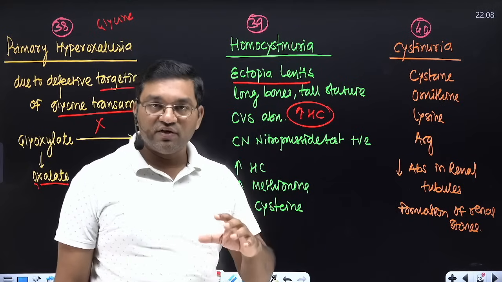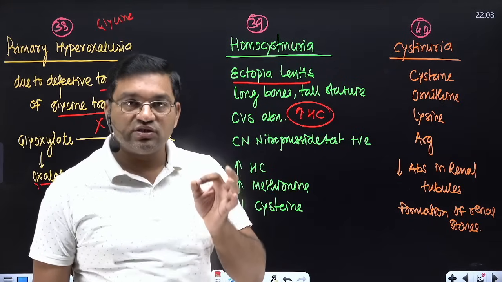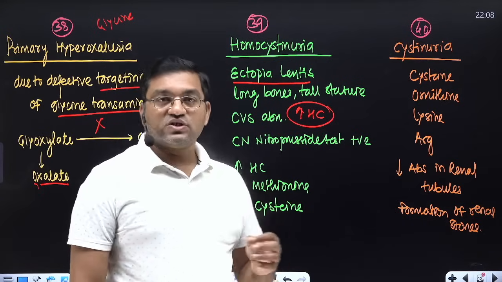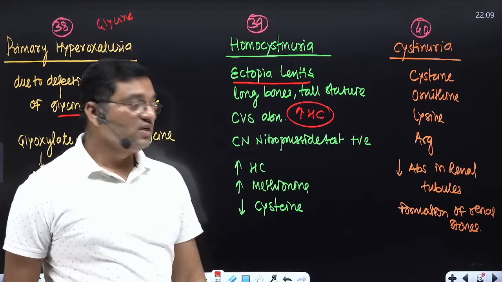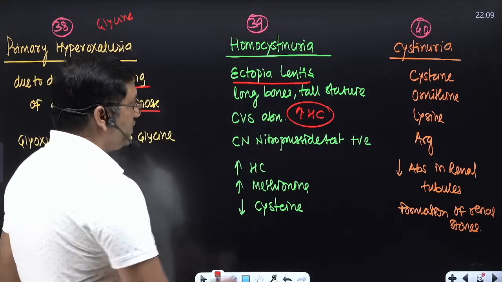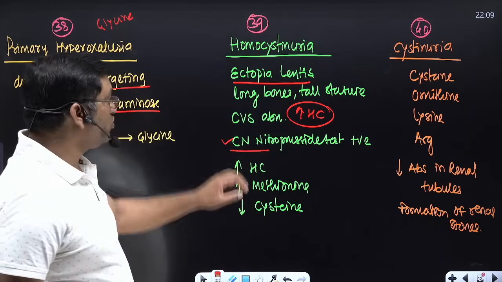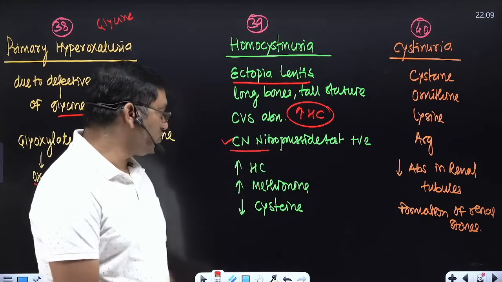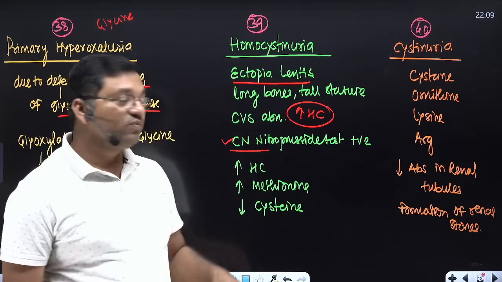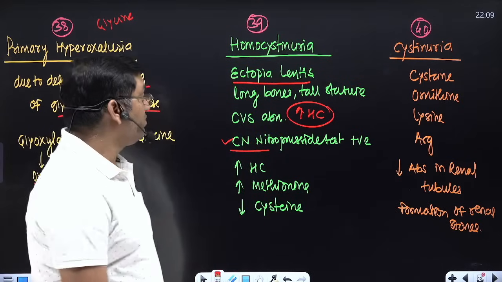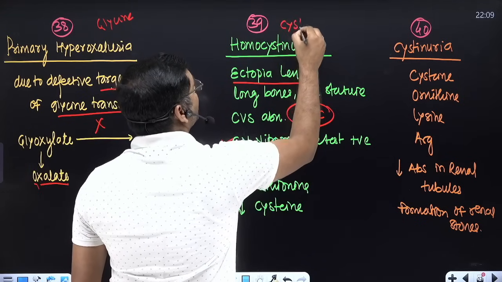Homocysteine level interferes with the collagen. It leads to the reactive oxygen species formation, and that causes the oxidized LDL formation, and oxidized LDL formation causes atherosclerosis and serious abnormality. There is cyanide nitroprusside test which is positive for homocystinuria. There is increased homocysteine level, increased methionine level because homocysteine is converted into methionine, and there is decreased cysteine level. Homocystinuria is due to the defect that is known as cystathionine beta synthase.